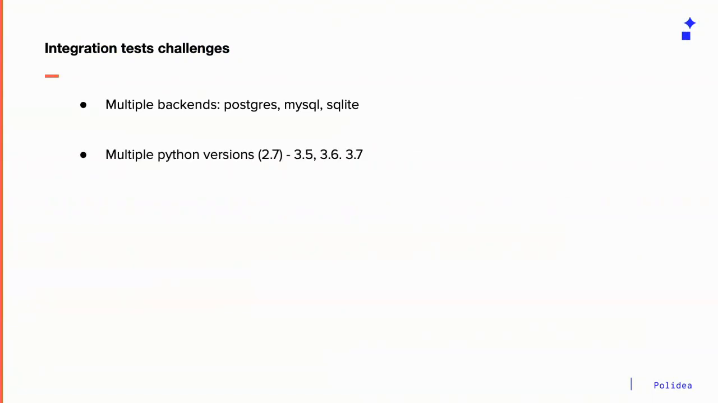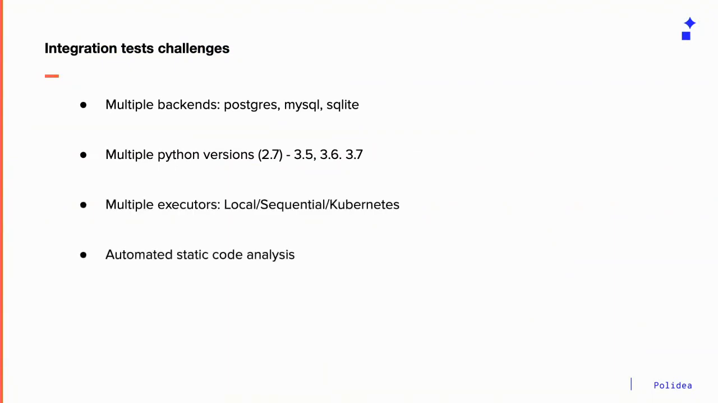So what we noticed following the standard documentation, or the original documentation which was there, and the original Docker files and Docker images and scripts, we see that we have many challenges to really run all those tests locally. So first of all, multiple backends, multiple Python versions. There are different executors. There is automated static code analysis that is run also automatically.